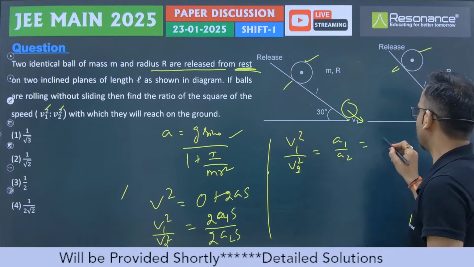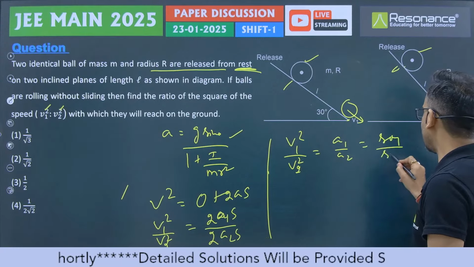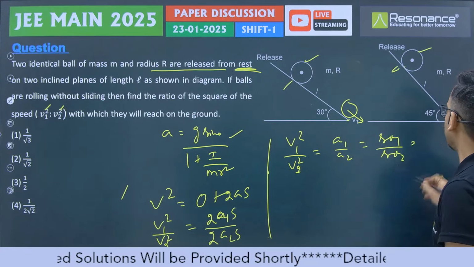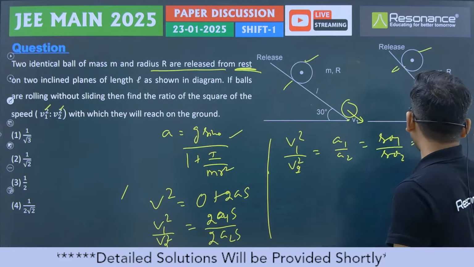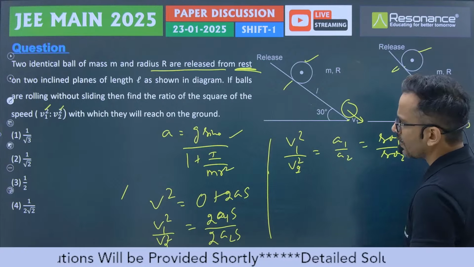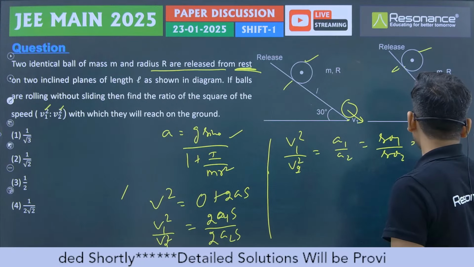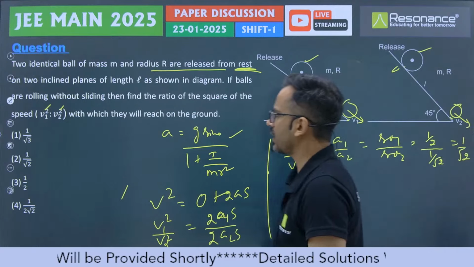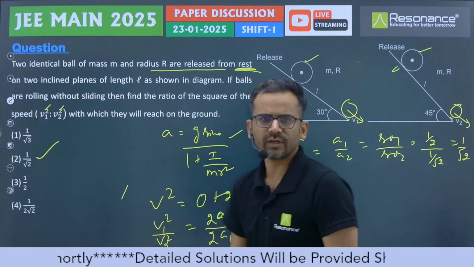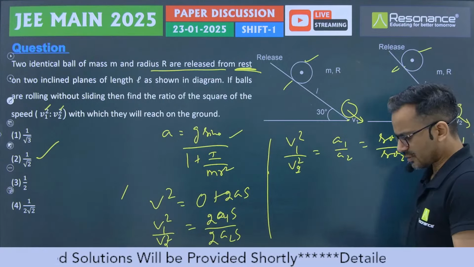That is sine theta 1 upon sine theta 2. Sine theta 1 is 30 degrees, that is 1 upon 2, and sine theta 2 is 45 degrees, so it is 1 upon root 2. So finally 1 upon root 2 will be the answer. Okay, so this is the correct answer. Okay, now moving to the next question.